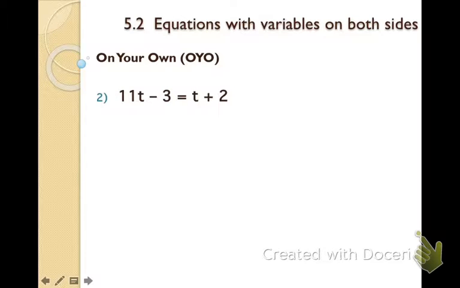Example 2. Oh, nice, already simplified. I'm going to subtract t. Good.